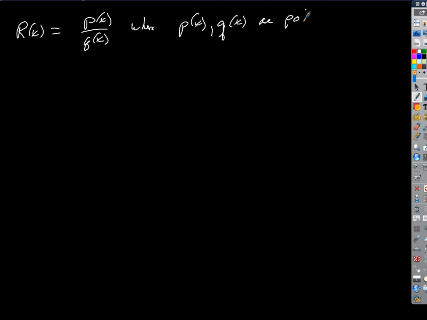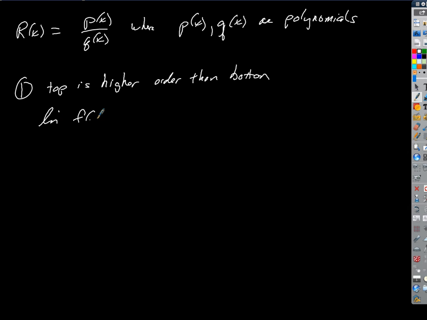So if we have R of x equals P of x over Q of x, where P of x and Q of x are polynomials, that's the definition of a rational function, right? So if we have rational functions, what happens in the case where the top has higher order than the bottom? Then the limit of our function as x approaches plus or minus infinity is given to us, what is it?